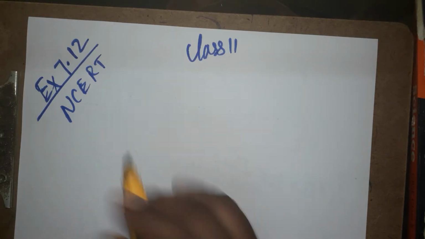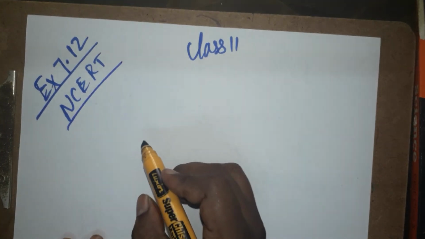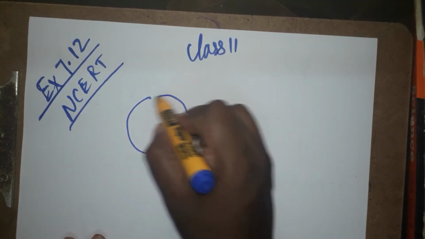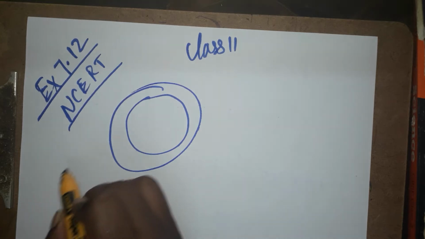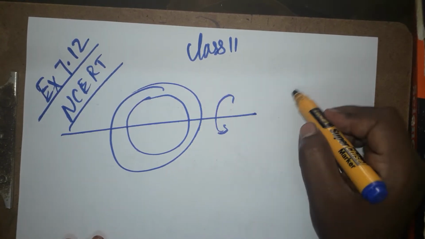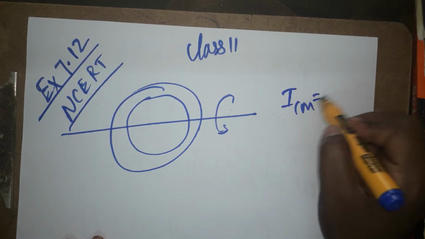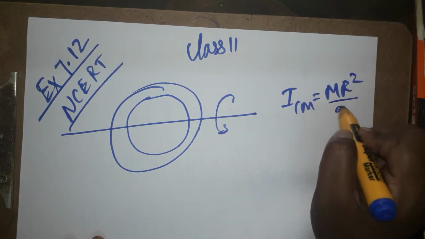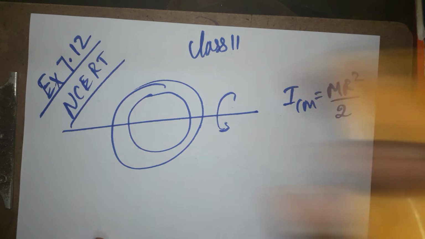I have given everything. The problem is explaining about the moment of inertia of a ring. We have a ring, and when the ring is rotating, the inertia at the center of mass is going to be mr square divided by 2. Actually, it is not a question; this is given in a tabular column.